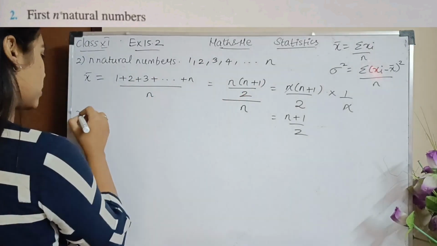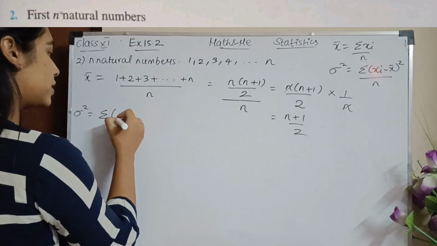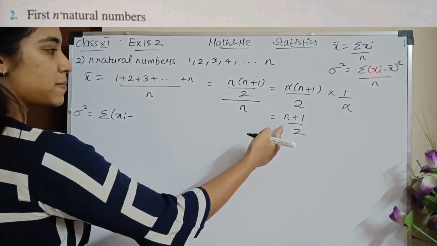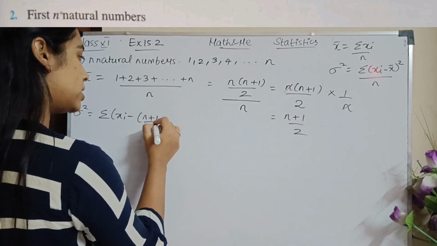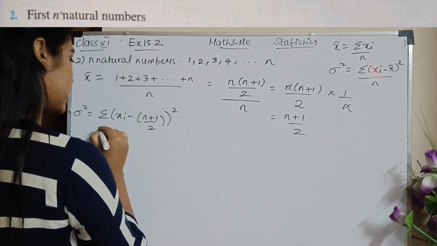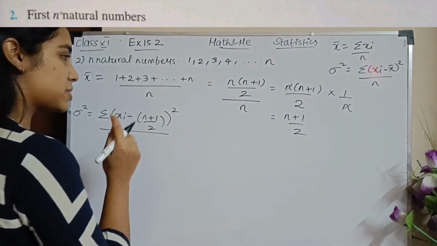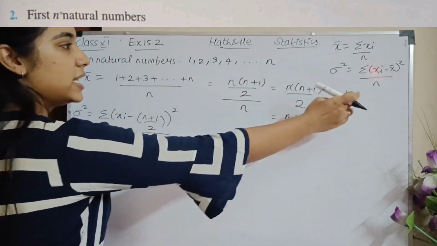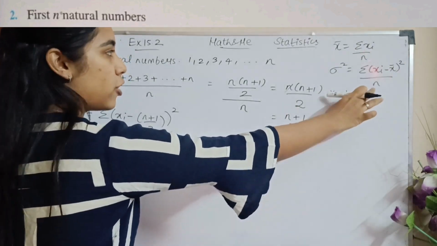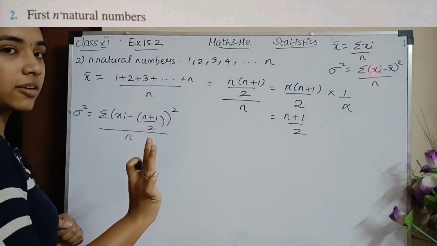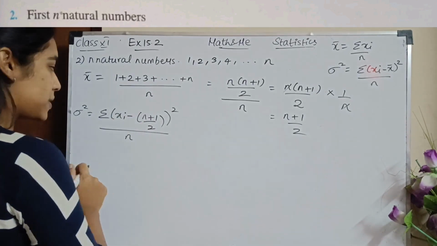So, what is my variance now? Sigma square is the sum of xi minus x bar, which is n plus 1 divided by 2, the whole square, the whole divided by the number of terms, which is n in this case. Correct? In general, n is the number of terms, this is the general formula. Here, the number of terms is n. Okay?